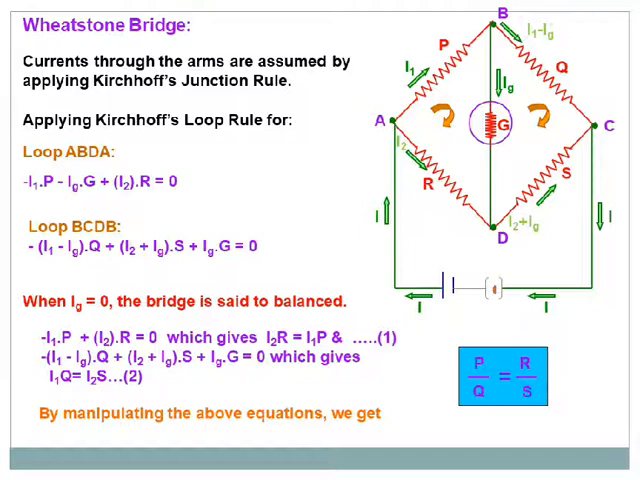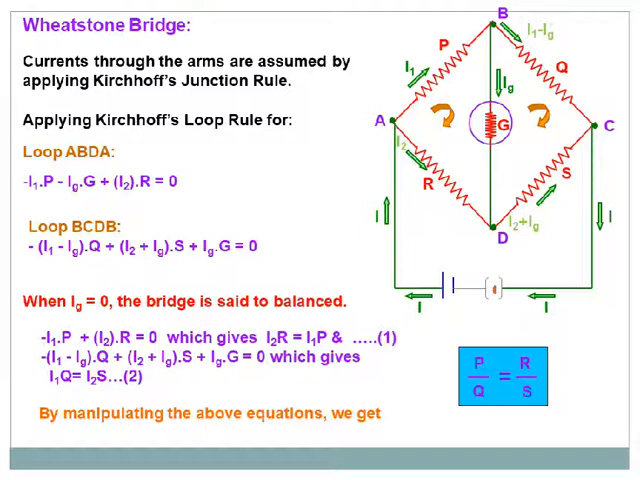The condition to balance the bridge is that the current inside the galvanometer should show 0. That is, null deflection will be there. Now, how will the current be 0? According to Ohm's law, V is equal to IR, right? So I is equal to V upon R. So, you can see R is not there. But if V, that is the potential difference, becomes 0, then I can be 0.